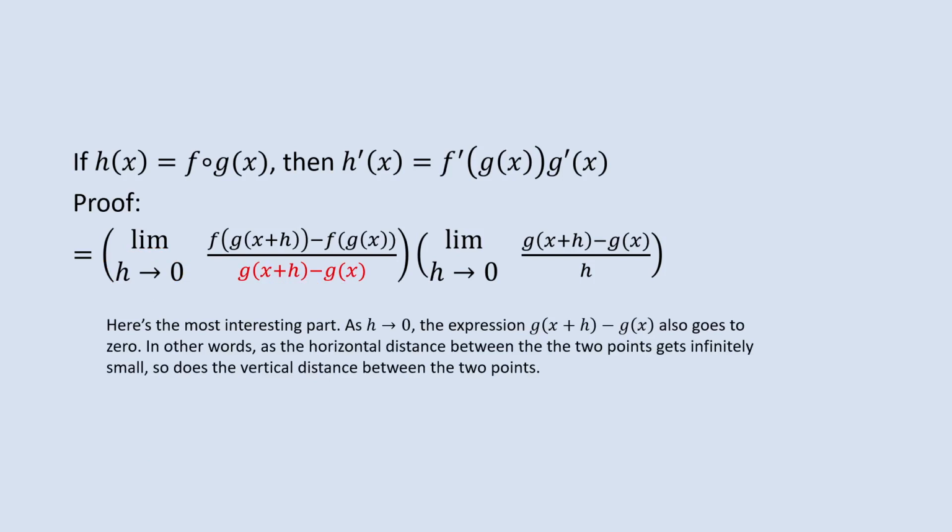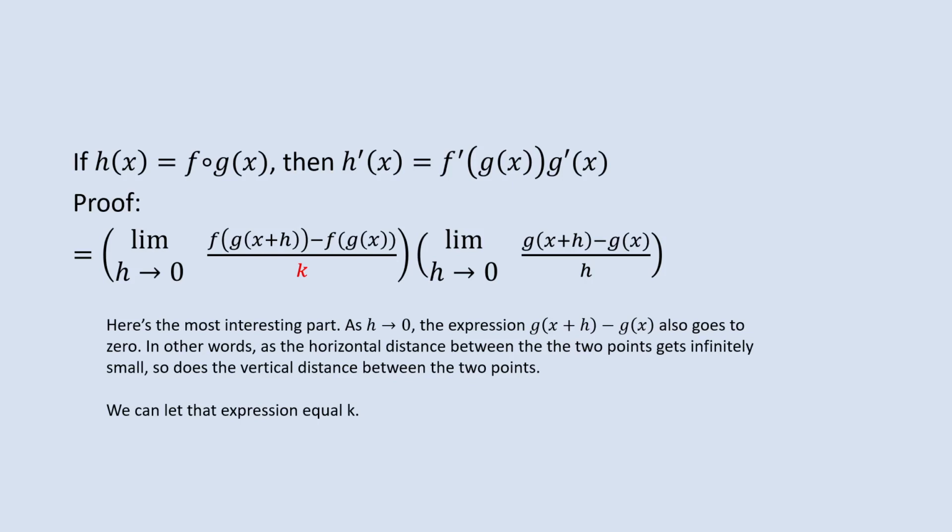That's what we're saying in this line. As h goes to 0, the expression g of x plus h minus g of x, which is in red, also goes to 0. In other words, as the horizontal distance between the 2 points gets infinitely small, so does the vertical distance between the 2 points. So we're going to give this g of x plus h minus g of x, in red right there, its own variable. We're going to call it k.